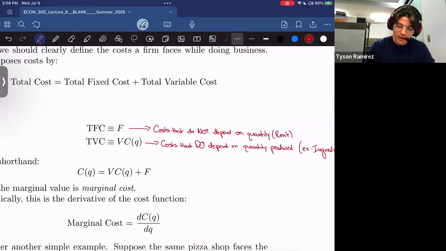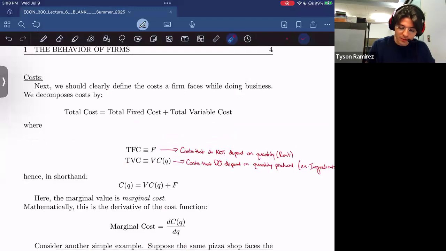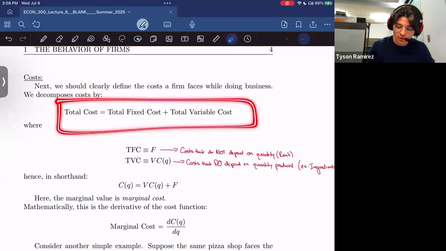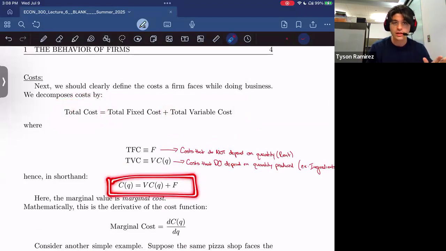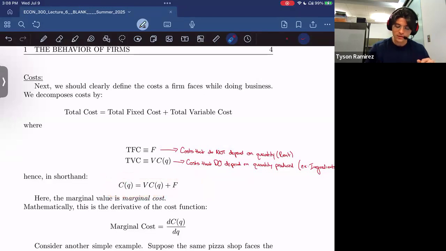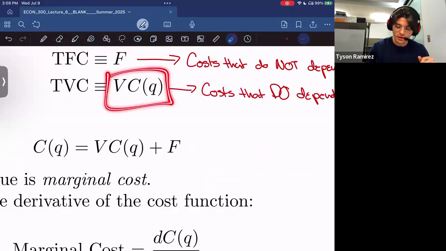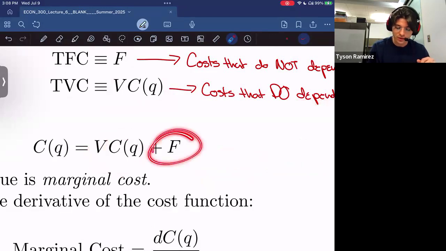So we should remember this from your principles of micro class that we have total fixed costs and total variable cost, and that's what comprises total cost. In shorthand notation, to put this to a mathematical model, we're just going to refer to this as our cost function. Variable cost does depend on quantity, so that's a function of Q, but fixed costs do not.